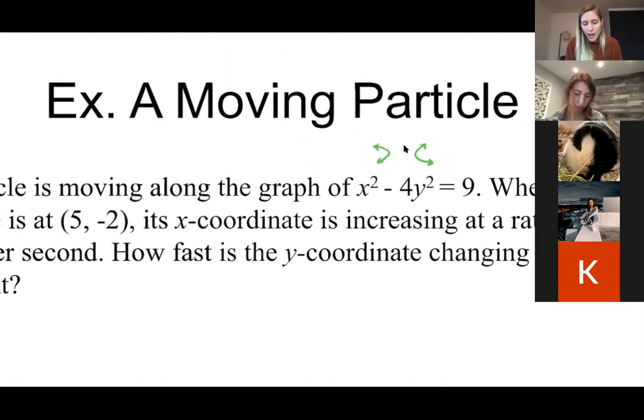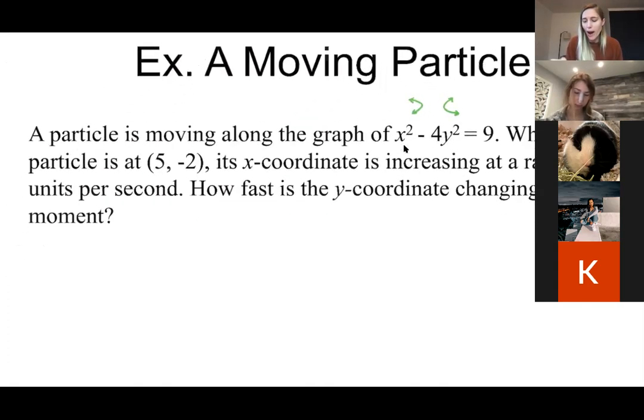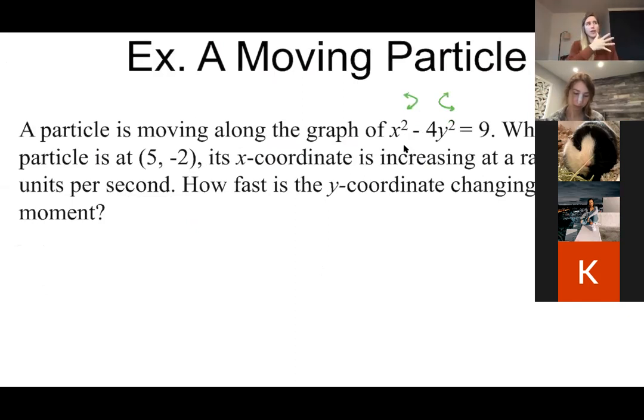So if you can imagine a particle moving along the graph, and again, you're thinking about having this extra component of time. So as time is passing, the particle is moving around the graph. So when the particle is at the point (5, -2), its x coordinate is increasing at a rate of 3 units per second. How fast is the y coordinate changing at that moment?